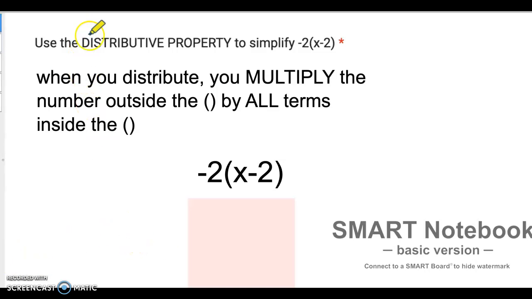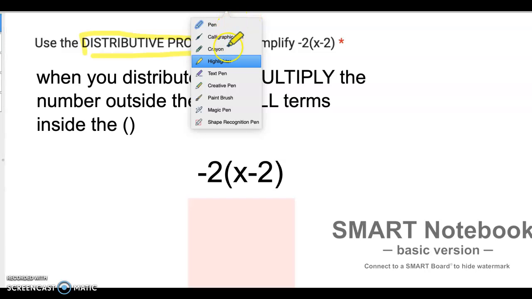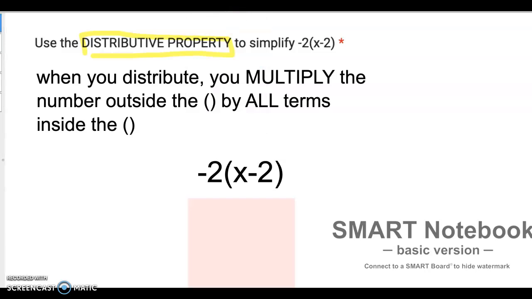All right, now this problem says use the distributive property, so that's a vocabulary word here. We need to know what the distributive property is to simplify -2 times the quantity x minus 2. So when we use the distributive property, remember we are multiplying. So when you distribute, you multiply the number outside the parentheses.